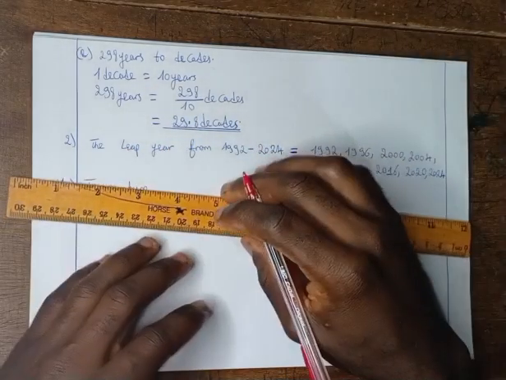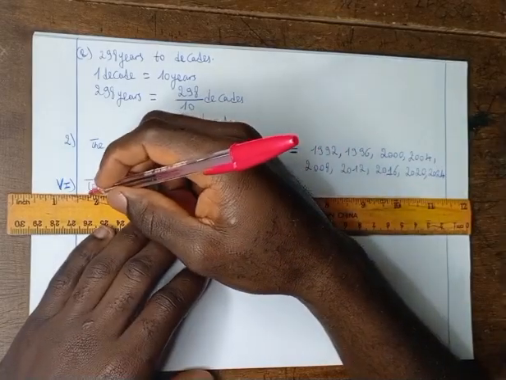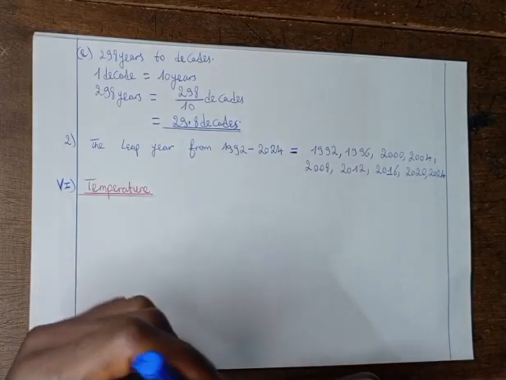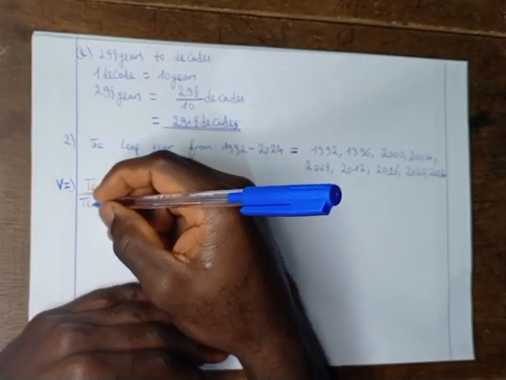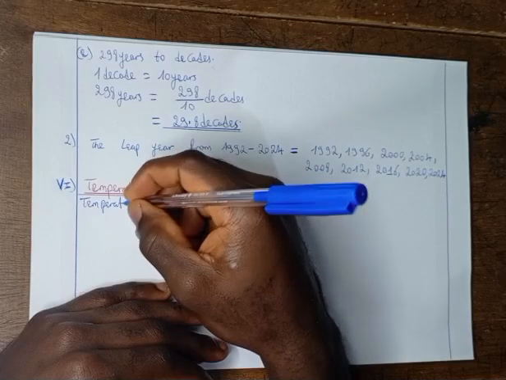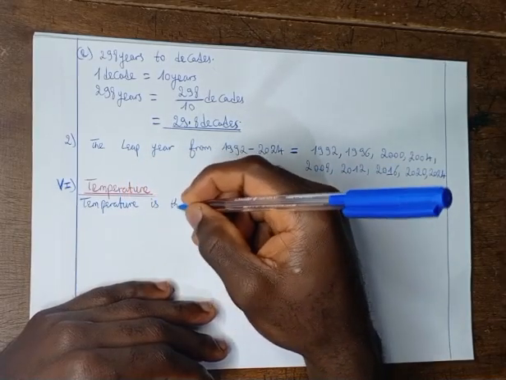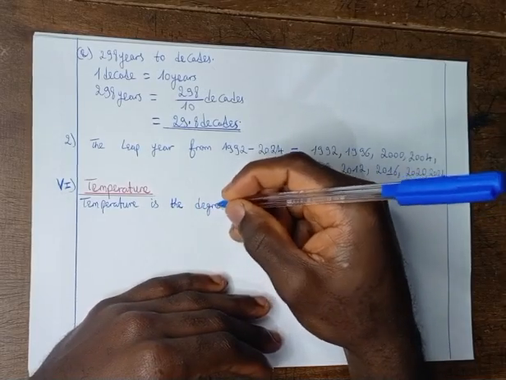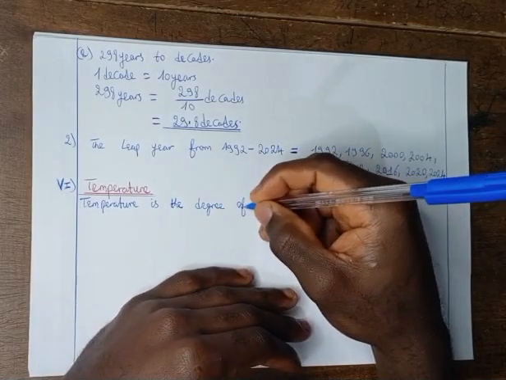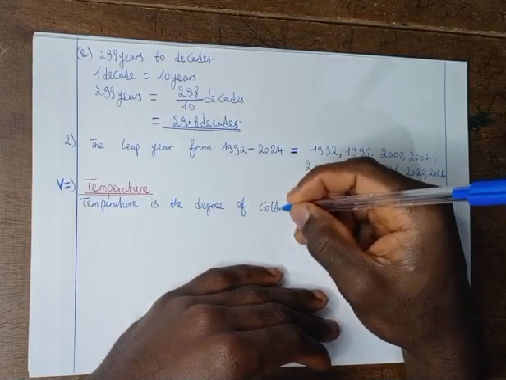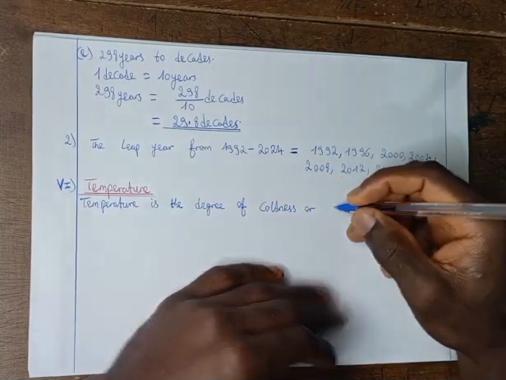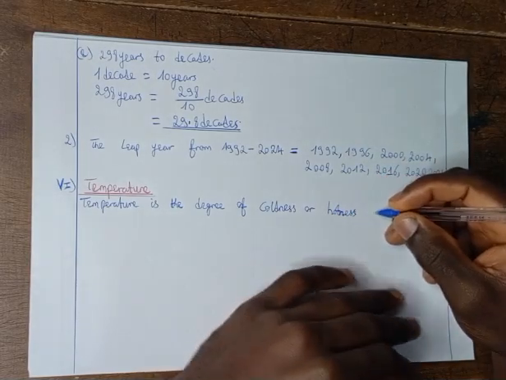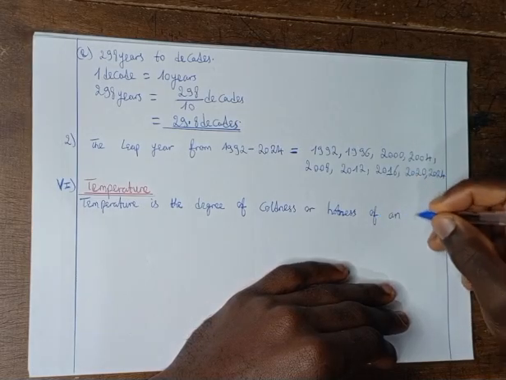When we talk of temperature, temperature is simply the degree of hotness or coldness of an object. Let's write it down. Temperature is the degree of coldness or hotness of an object.